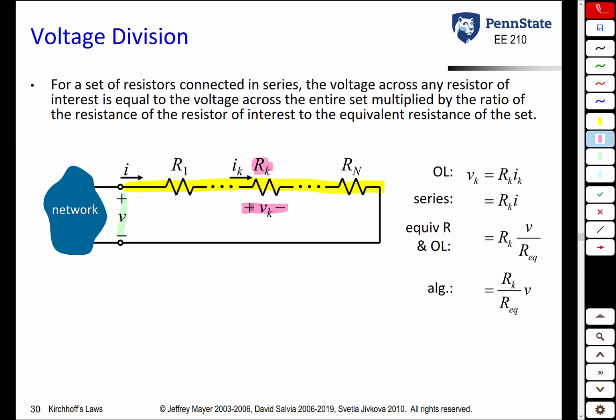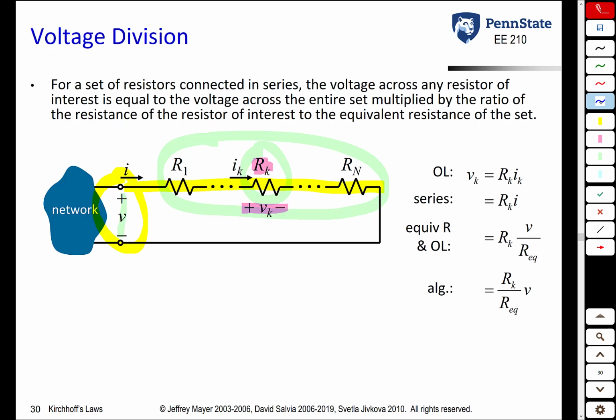It turns out that the voltage V sub k is just the ratio of that resistor R sub k divided by the sum of all the resistors multiplied by the applied voltage. Let's develop this equation and then see how it can be used.